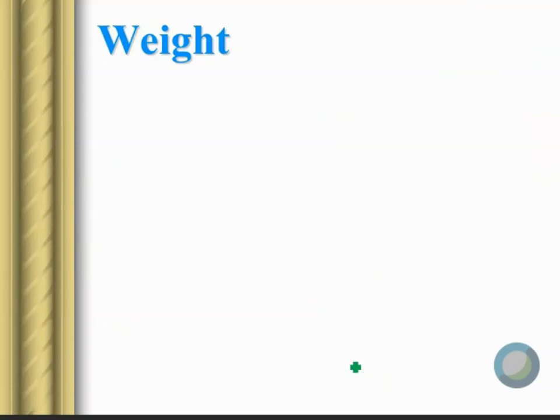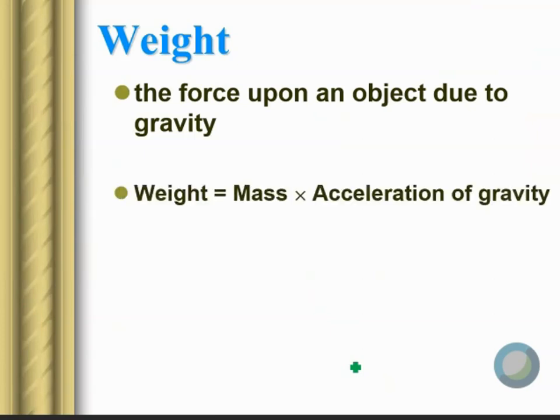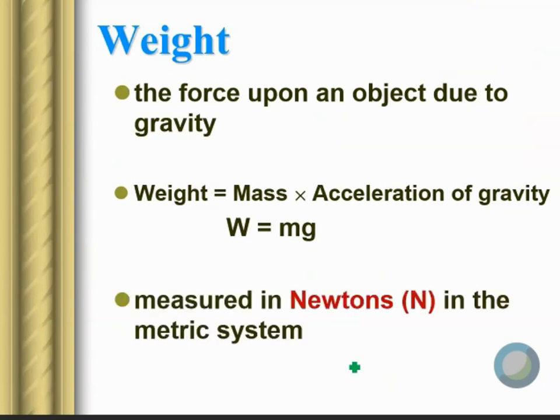Now weight. Another idea we have to still remember: weight is the force upon an object due to gravity on Earth, and in other cases, the gravity of those places. So weight is mass into acceleration of gravity. This is the relation between mass and weight, simply known as W equals mg. I think you can still remember the equation: W equals mg. So mass and weights are required.